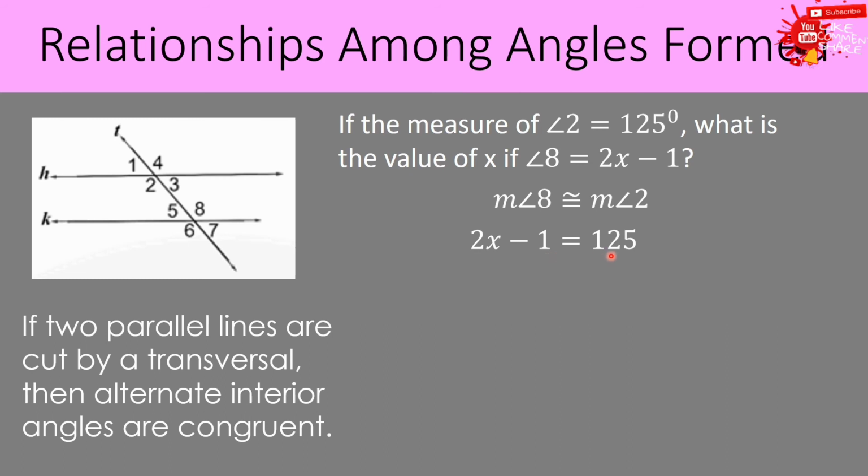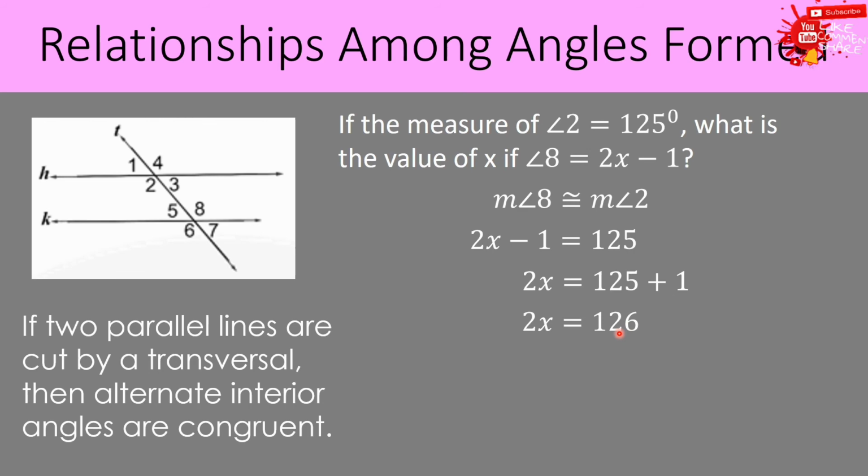Now, solving the equation, we rewrite the minus 1 on the right side so that we only have the variable on the left side. We get the opposite of it. So, we come up with 2x is equal to 125, then minus 1 becomes plus 1 when we rewrite it on the right side. Now, simplifying, we come up with 2x is equal to 126. So, 125 plus 1 is 126.